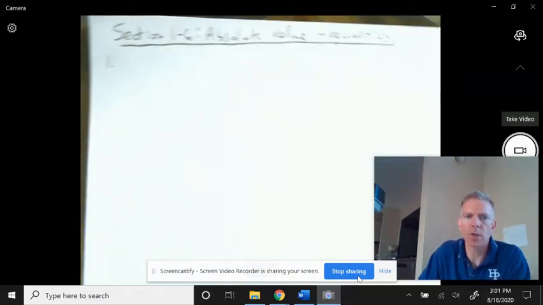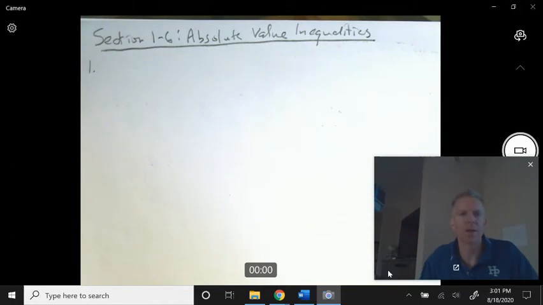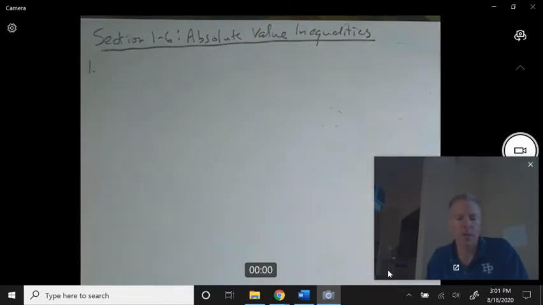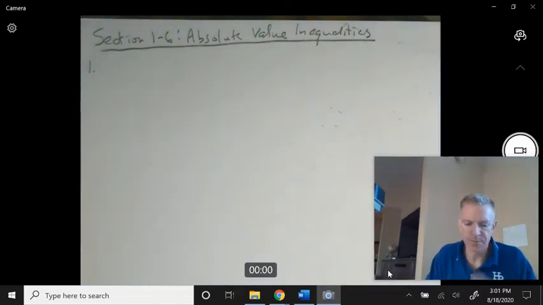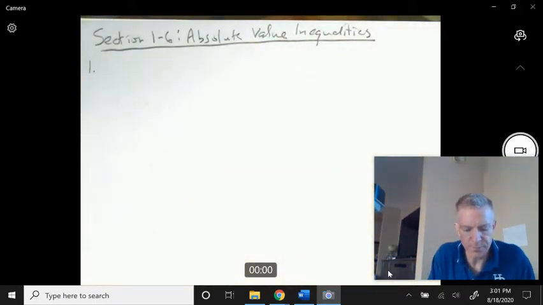All right, so we're going to go to section 1-6. Absolute value inequalities. You can do this in your notes packet if you like, or you can simply write this down in your notes.